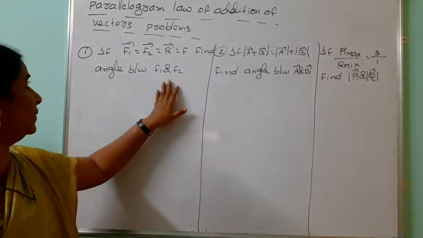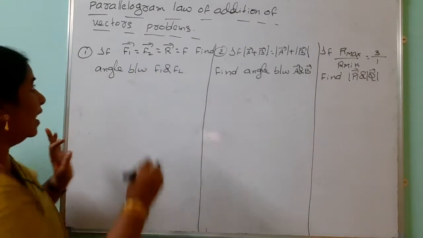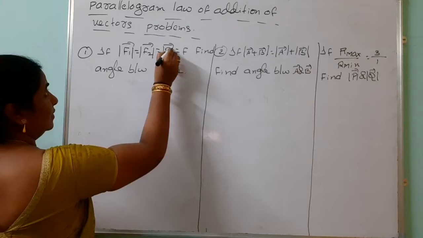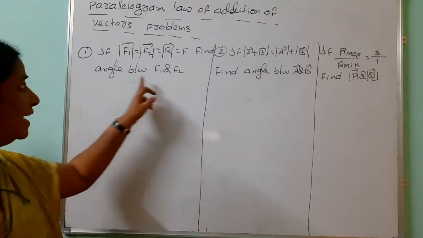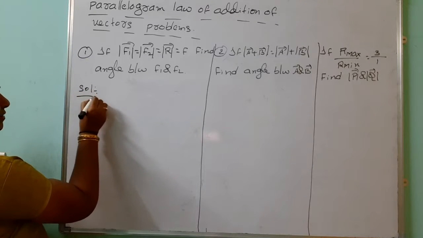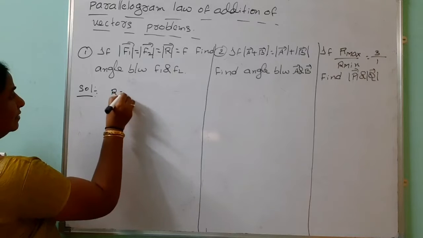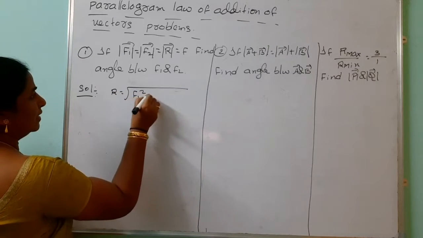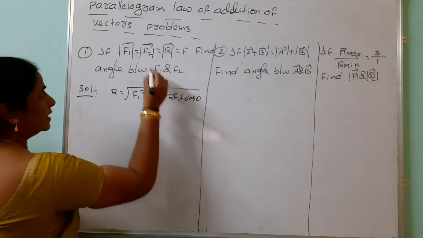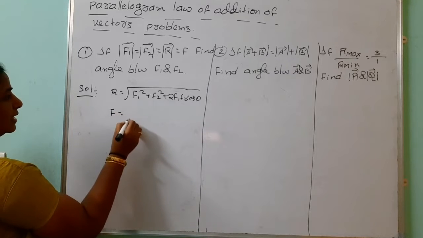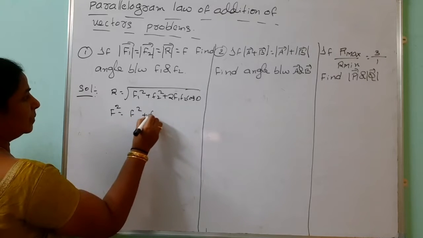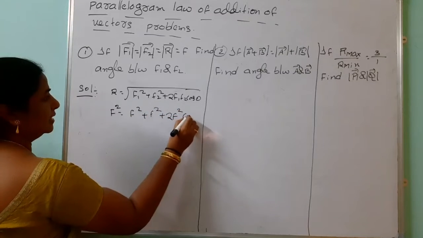How to find out? Look here. F1 bar, F2 bar, and R bar all have the same magnitude, the same number. We should consider that as F. Find the angle between F1 and F2. We can go through the parallelogram law of addition of vectors. Resultant equals under root F1 square plus F2 square plus 2F1F2 cos theta. Instead of R we write F. Taking the square on both sides, F square equals F square plus F square plus 2F square cos theta.